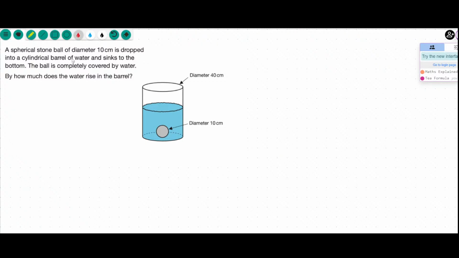A spherical stone ball of diameter 10 centimeters. So let's just make note of this. Diameter is going to be all the way across, and that's a fairly large stone ball. A ball of diameter 10 centimeters is dropped into a cylindrical barrel of water, hopefully not glass, and sinks to the bottom, probably rather fast. The ball is completely covered by water. By how much does the water rise in the barrel?